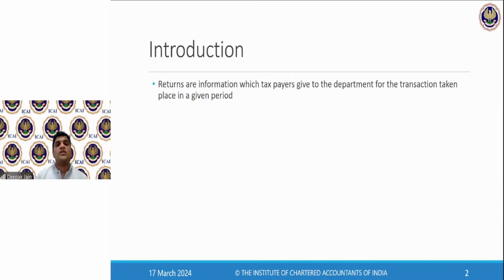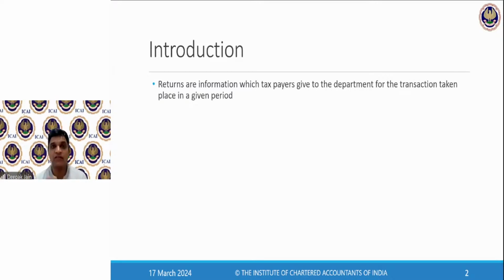Returns, what are returns? Basically, returns are information which taxpayers give to the department for the transactions which have taken place in a given period. Like we had said, there is no physical intervention by the tax department. They have given you a leeway saying that you file your returns accordingly, you manage your transactions, you do the valuation, you claim your input tax credit, you do the supply, you collect tax on behalf of the government.